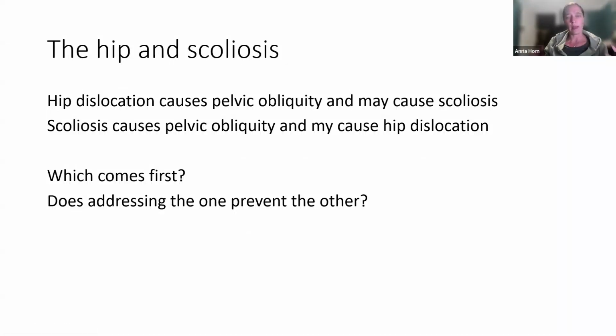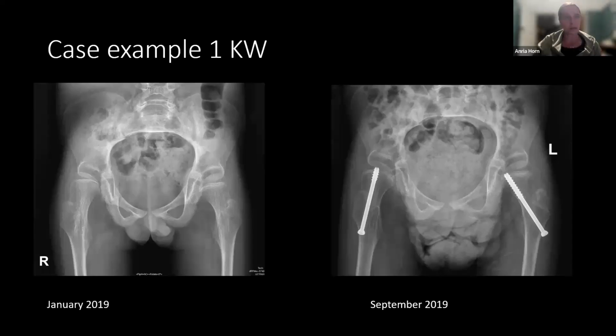So what about the hip and scoliosis? Is there a relationship? And I have alluded to it already, that there doesn't seem to be a clear cause and effect relationship, like scoliosis causes hip dysplasia causes scoliosis. That hasn't been proven, and it's been looked at. But we know they both occur, and they occur in conjunction. So what hip dislocation does do is it causes pelvic obliquity, and what scoliosis does do is it causes pelvic obliquity. So whether or not those things lead to each other, it doesn't seem to. Does addressing the one prevent the other? It's not really sure.